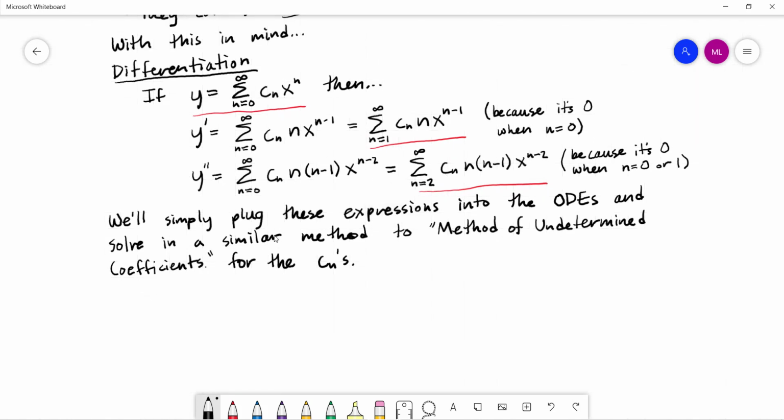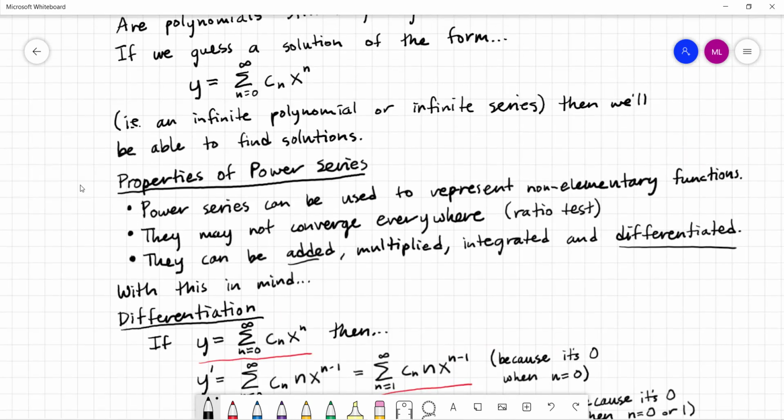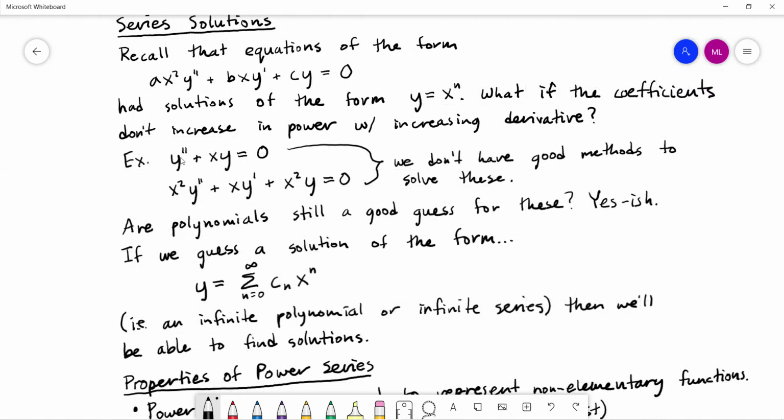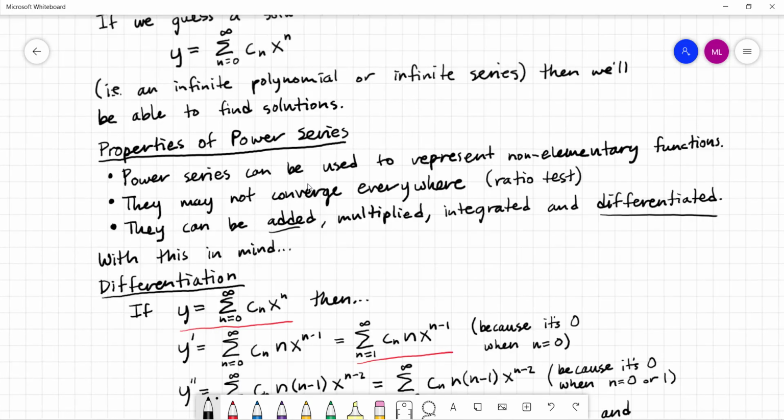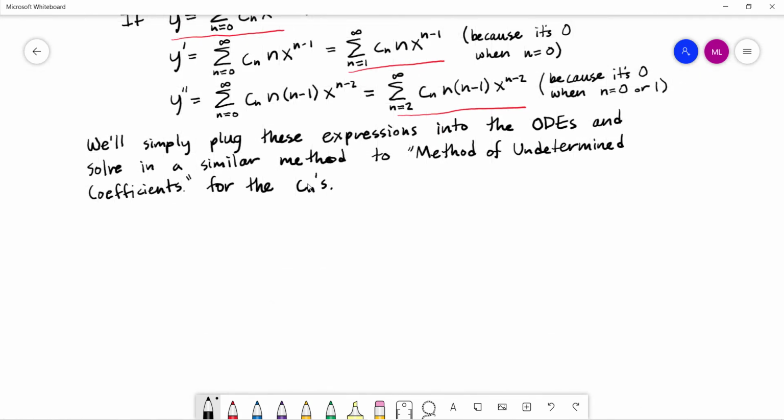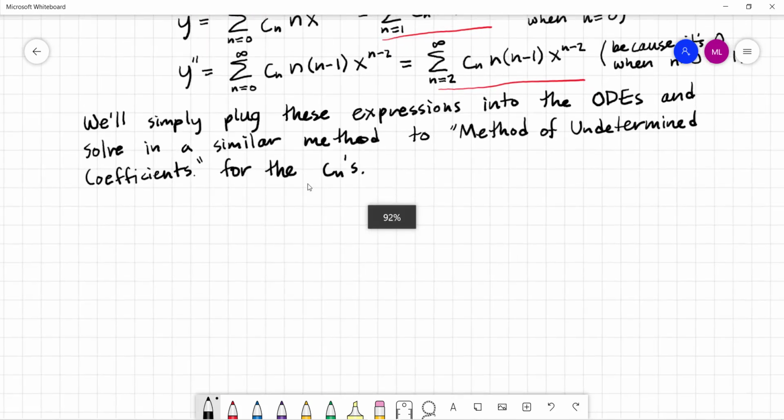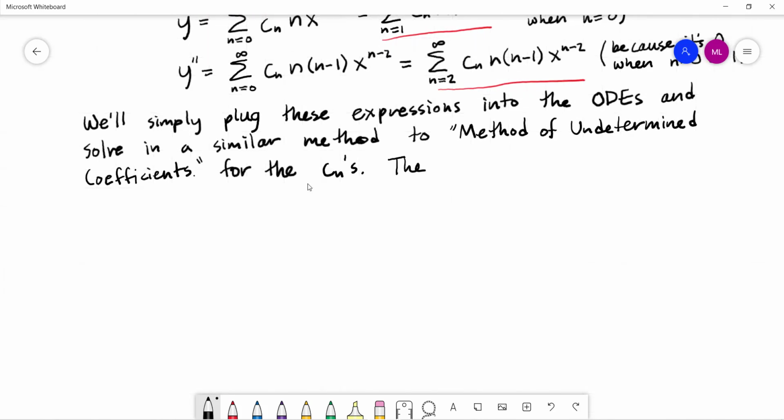When we plug these in, we're going to need to basically be adding up, right? We're going to plug in series in place of y double prime, in place of y, in place of y prime. And we'll have a bunch of different series that we'll need to combine into one big series. We're going to have to be able to add them together. And that's where the difficult things come into effect. So the hard part will be basically combining the series together.